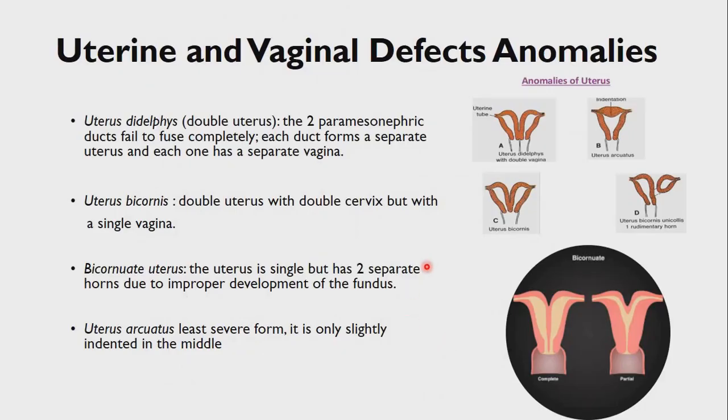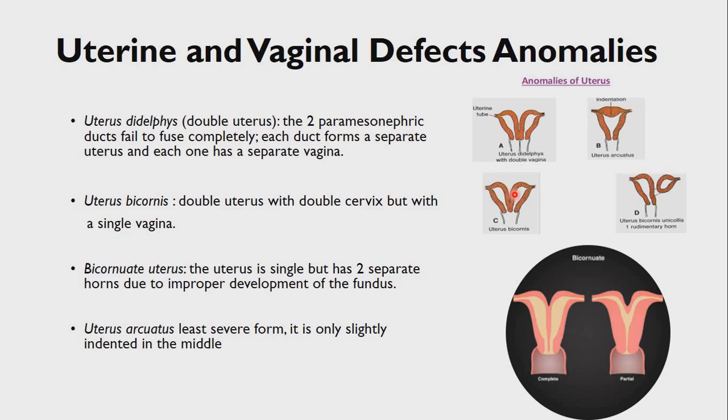There are defects and anomalies that occur in the uterus and vagina. The first is called uterus didelphys or double uterus. Here you can see that the two paramesonephric ducts fail to fuse completely, and each duct will form a separate uterus, and each one will have a separate vagina. Look here, there are 2 uterus, 2 cervix, and 2 vagina.